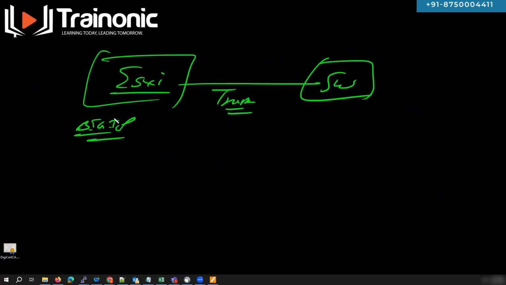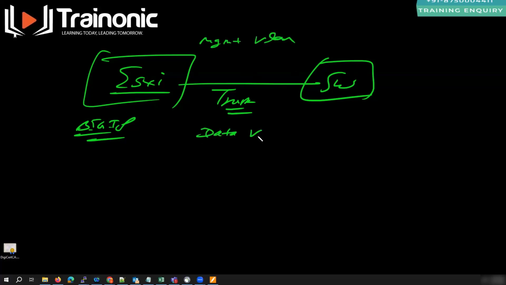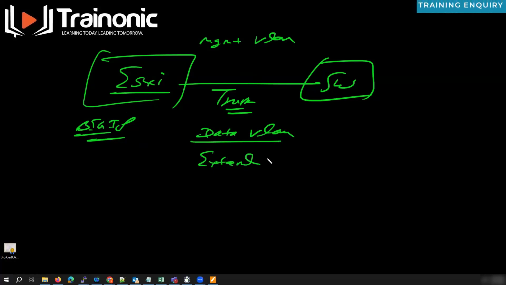So again, it will be a single arm deployment or multi-arm deployment. If it is a single arm deployment, then all you need is a management VLAN and a data VLAN. That's it. And if you are using a multi-arm deployment, then for data VLANs, you have to have maybe one external VLAN and the other one is an internal VLAN.